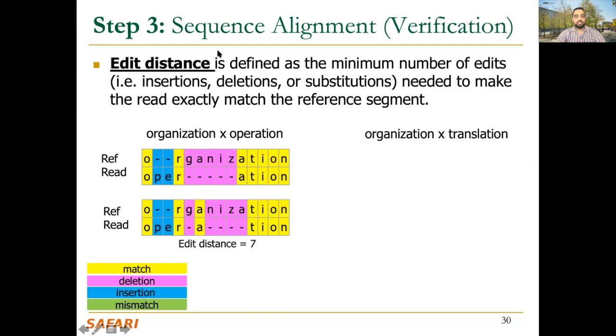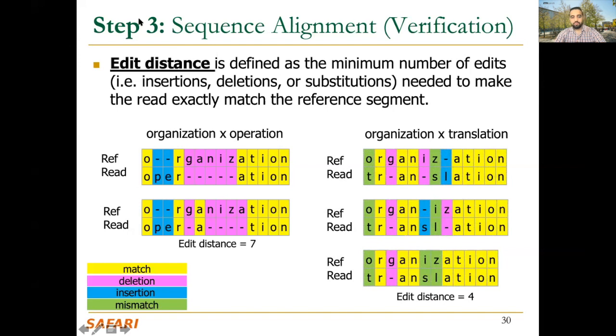Now, if you look into another example, for example, organization and translation, think about these three alternatives now. Which one is better, this or this? Think about it and let me know. You can write in the chat box or you can enable your microphone. Any answer? So we have three alternatives.